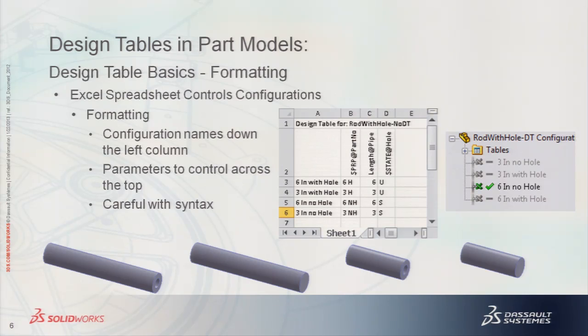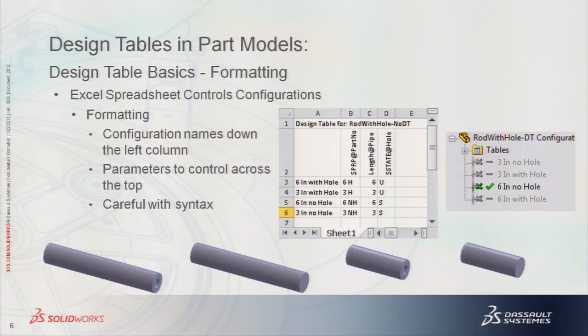Go ahead. All right, so design tables and parts. The design table basics, the formatting of it: it's an Excel spreadsheet that's going to control your configurations. The formatting is that your configuration names are down the left-hand side, kind of like you have them in the list inside of SolidWorks. All of your parameters to access are across the top. These are all the different variables that you're going to be putting in there. You have to be careful with the syntax that you put in there. We will point out where all the design table parameters are a little bit later on, as well as different ways to automatically insert all these items into your design table.